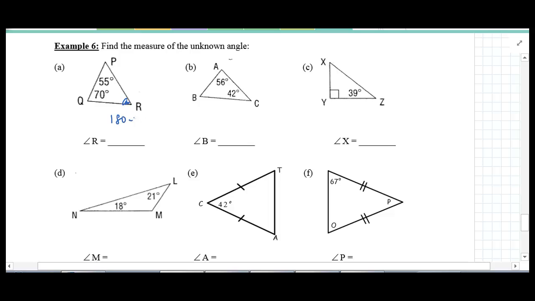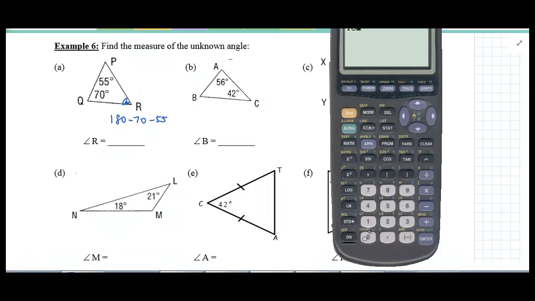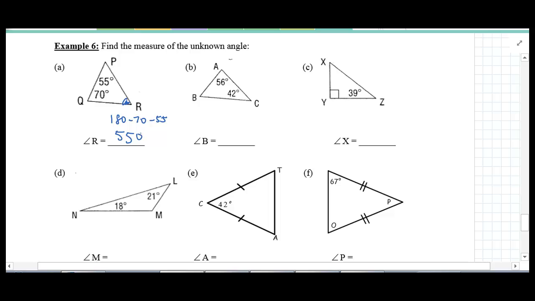180, 70, 55. You can use a calculator here if you want. If you don't need to, that's even better. But if you're not too sure, no worries. Oh, 55 degrees. So angles in a triangle add to 180. So I'm just going to take 180 minus the 2 known angles, and that gives me my unknown angle.